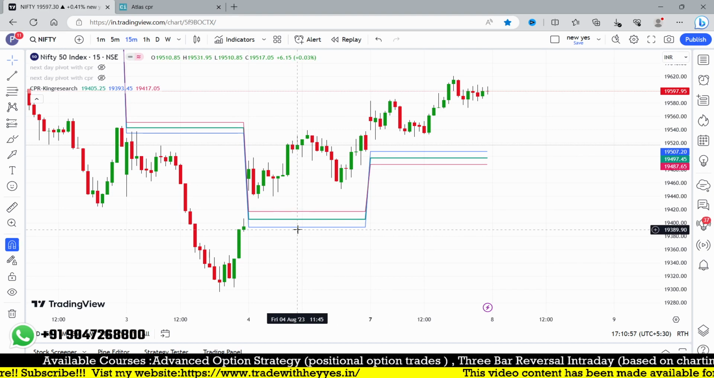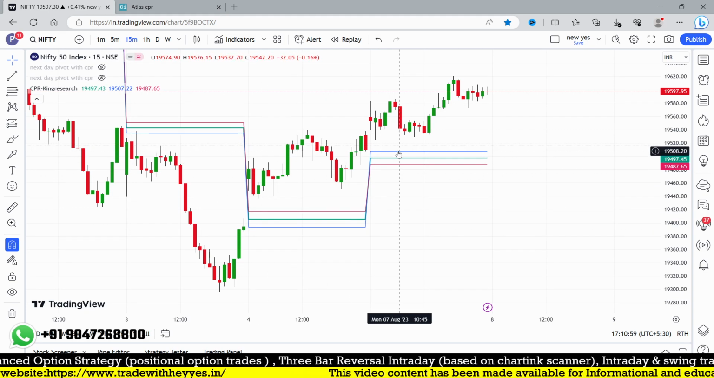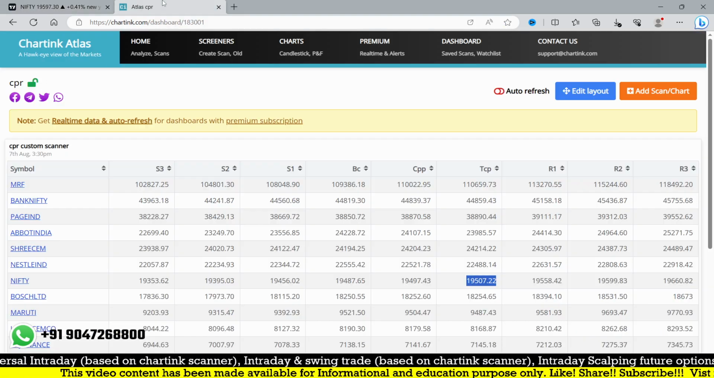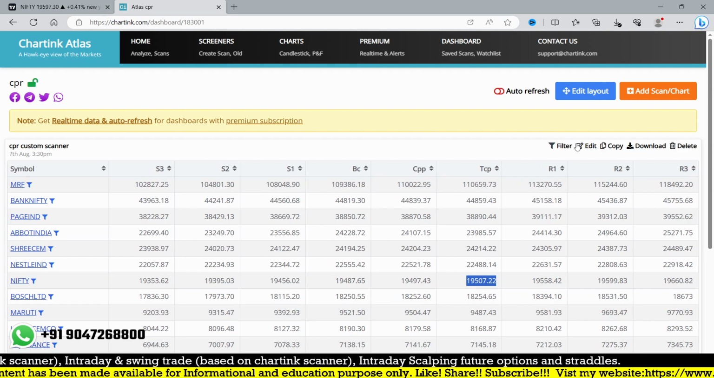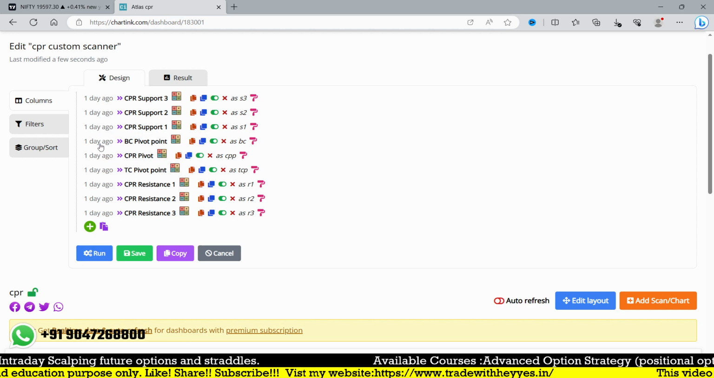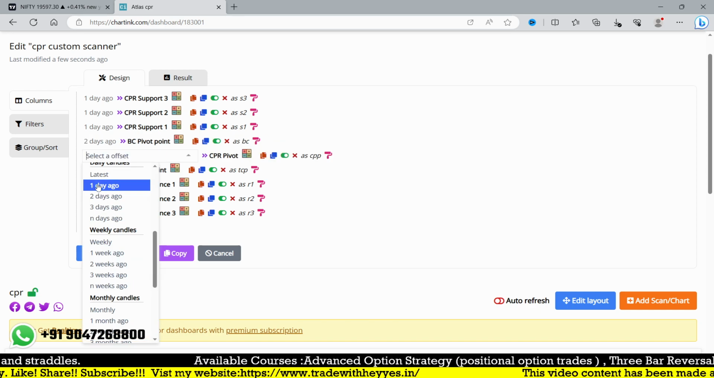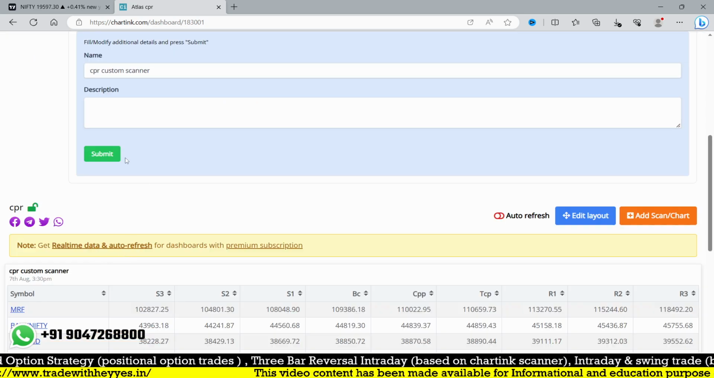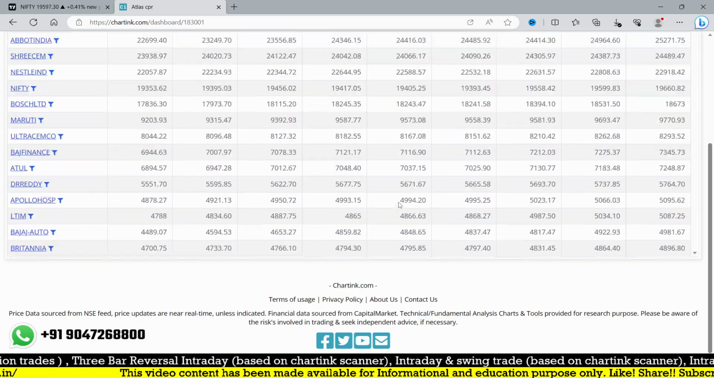So you can see the colors here. Maybe that TC line should be the BC 407. But one day ago, let me check. What I'm telling you, maybe you understood. We need only these things. So I'll change it to 2 days ago, run and submit. So maybe it's about the values.